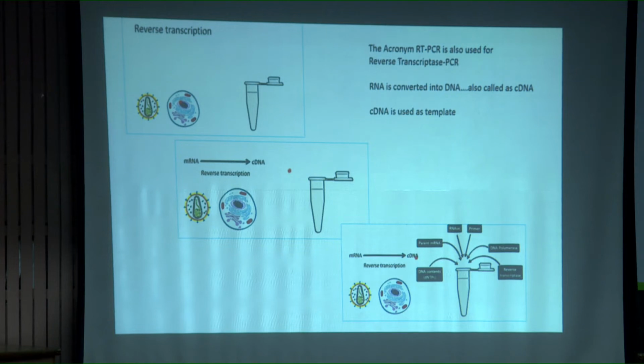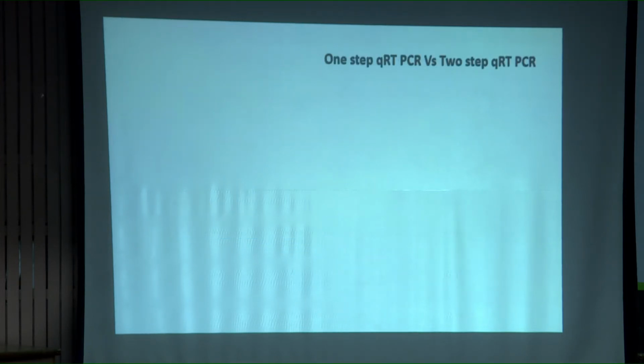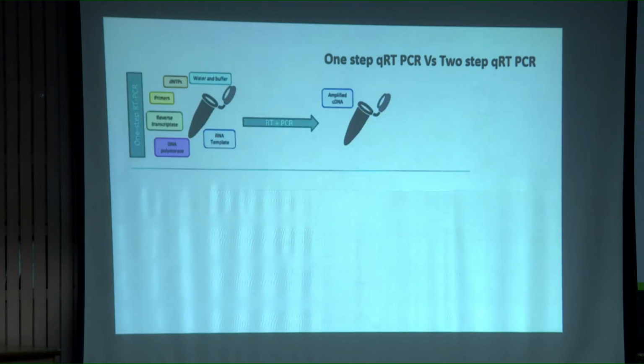So there are two different kinds of things. One is one-step qRT-PCR. Another one is, here I make a qRT-PCR. This RT stands for reverse transcriptase, right? And the other is two-step quantitative reverse transcriptase PCR, right? So it's very simple.